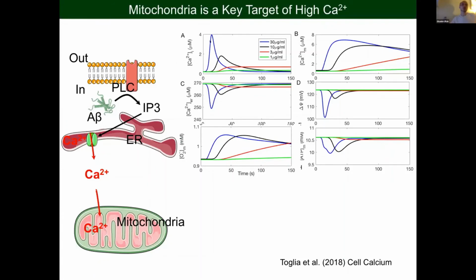So cytosolic calcium goes up when you add different amounts of amyloid beta. The ER calcium obviously goes down because that's where the calcium is released from. The mitochondrial calcium goes up, and then the membrane potential of the mitochondria goes down, meaning the cell loses its membrane potential. And that leads to a drop in the ATP, and then a significant rise in the reactive oxygen species, which are also toxic.